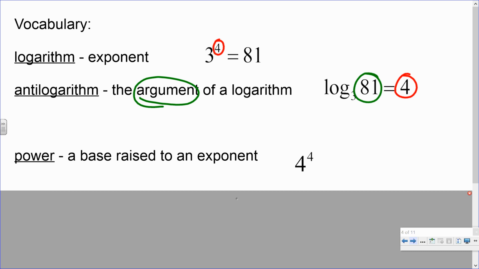Power is a base raised to an exponent. So we're going to have problems that say, write this number as a power of 10. That means we need to actually write down that the number equals 10 to the something. It does not mean just what is the exponent. When it says write it as a power with a base of something or other, that means write it with the base to the exponent, write out the whole thing.